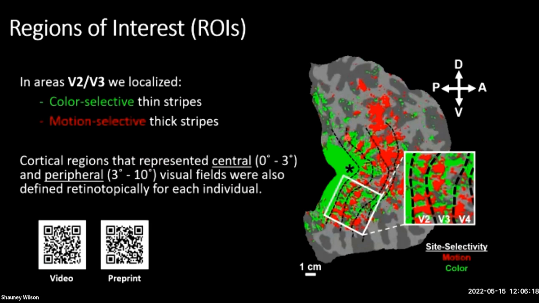You can see that in areas V2 and V3, motion and color selective stripes are completely interdigitated to generate a map like that. The subject was scanned 4 times. And you can also see that if you don't have spatial resolution, you're wasting your time, because these stripes are completely interdigitated, and in the absence of that resolution, you cannot differentiate them from each other.